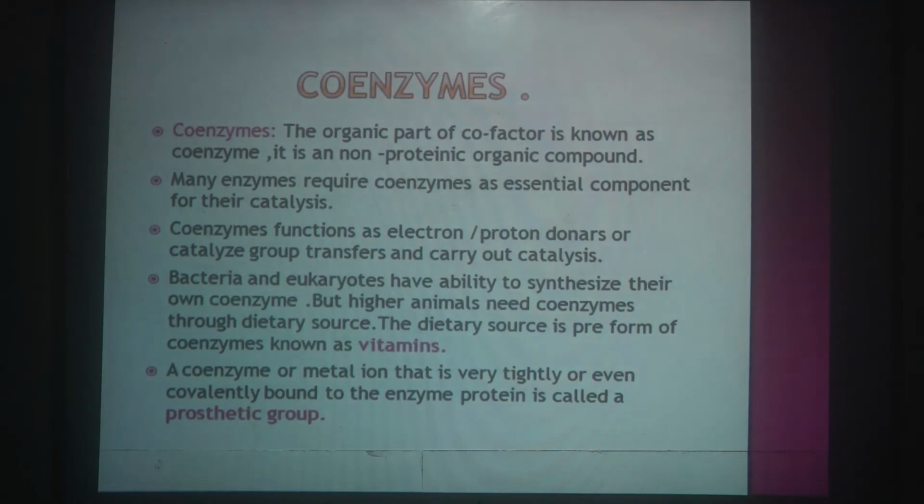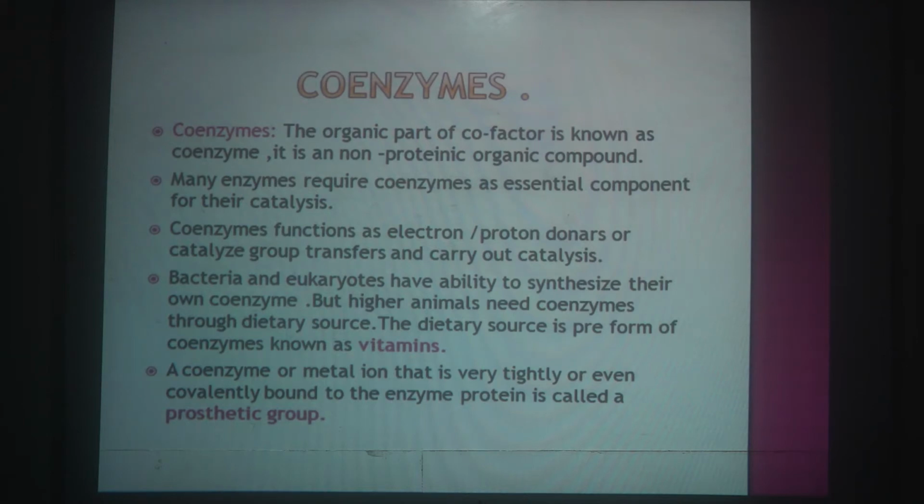Next definition is what? Coenzymes. What is the definition of coenzymes? The organic part of cofactor is known as coenzymes. It is also a non-proteinic part. Many enzymes require coenzyme as an essential component for their catalysis. Coenzyme functions as an electron-proton donor or catalyzes group transfer and carries out catalysis. Bacteria and eukaryotes have ability to synthesize their own coenzyme, but higher animals need coenzyme through a dietary source. The dietary source is preformed coenzyme known as vitamins.